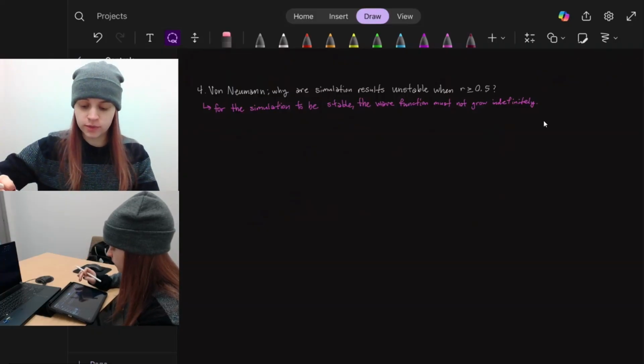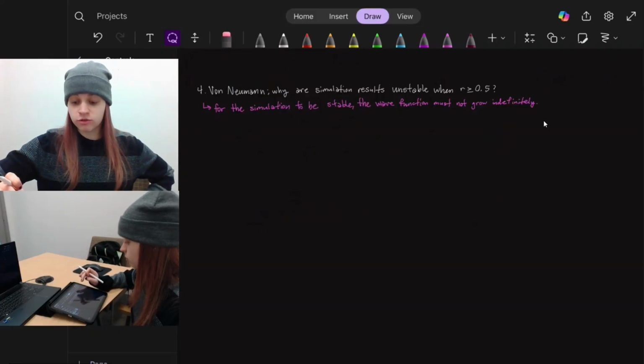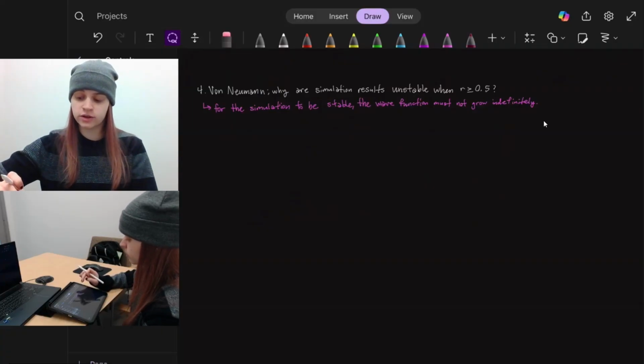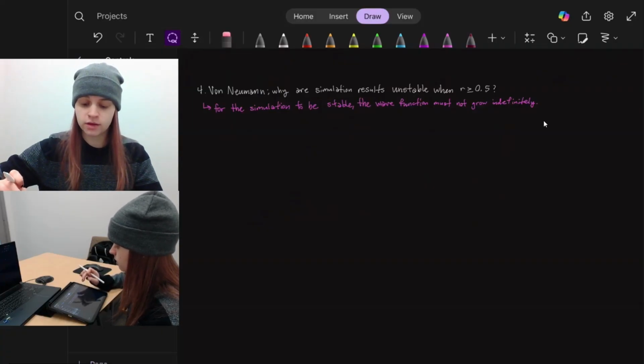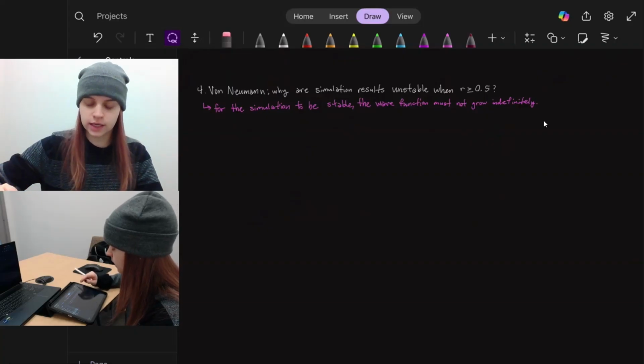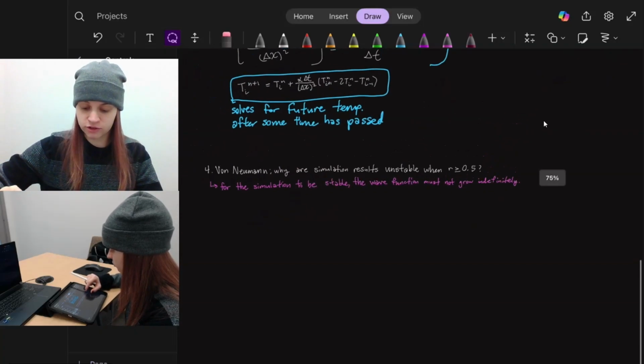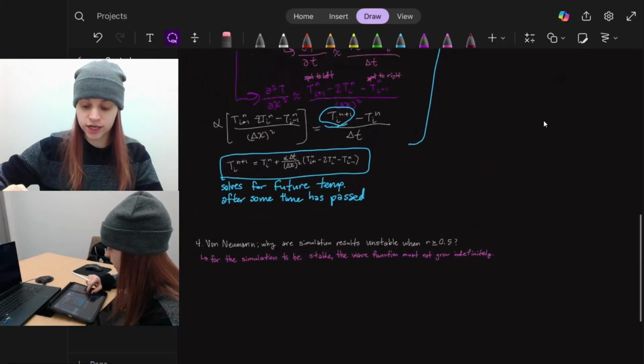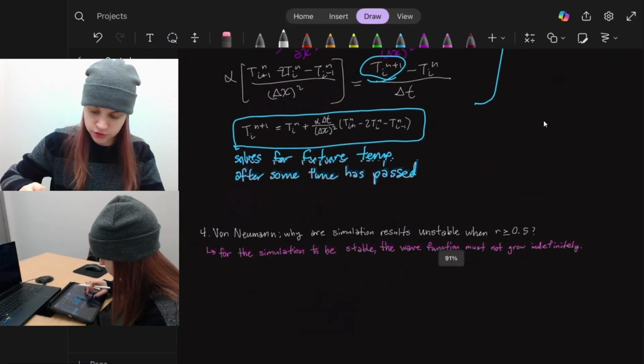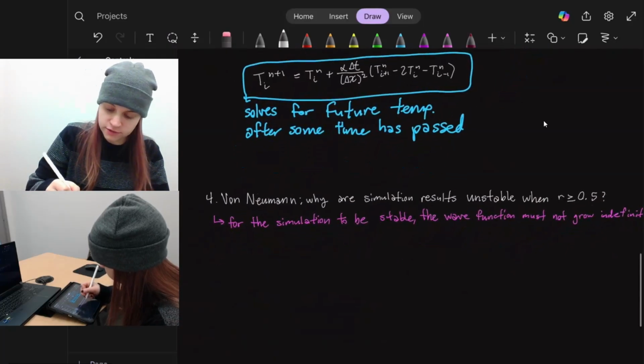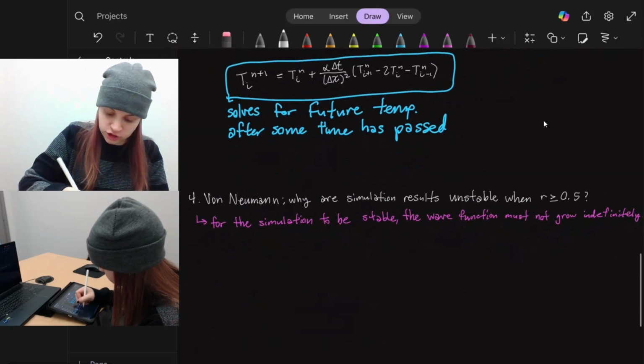Looking at the von Neumann stability analysis, why are simulation results unstable when R is greater than or equal to 0.5? We know that for this simulation to be stable, the wave function must not grow indefinitely. If that grows indefinitely, then we will have instability and probably oscillations, or divergence, I should say. So it's essentially the equation that we have above, except we're setting this R value that I just mentioned. I'll put it in green.